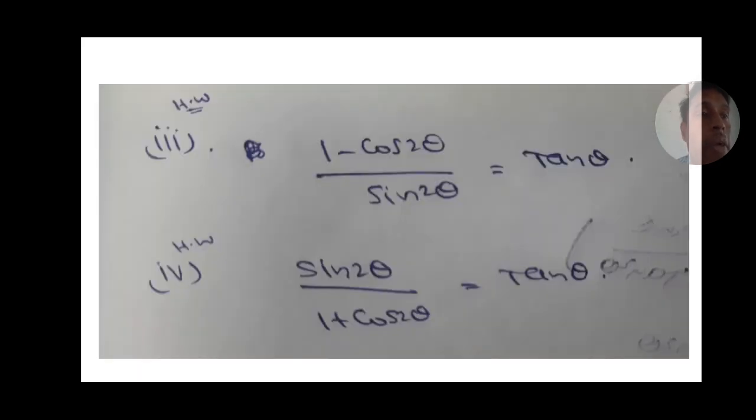Next, homework problems. Prove that 1 minus cos 2 theta by sin 2 theta equals tan theta. Substitute the 1 minus cos 2 theta formula and the sin 2 theta formula and simplify. Next, sin 2 theta by 1 plus cos 2 theta equal to tan theta. Do these two as homework problems.